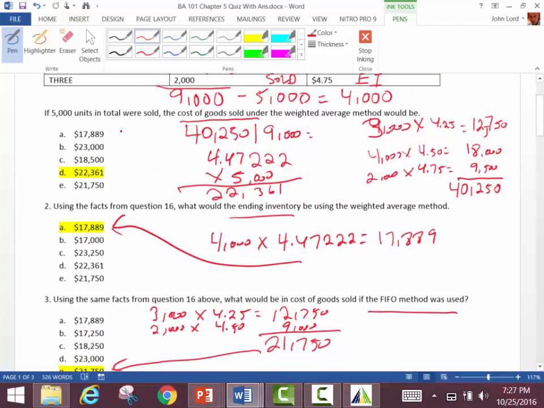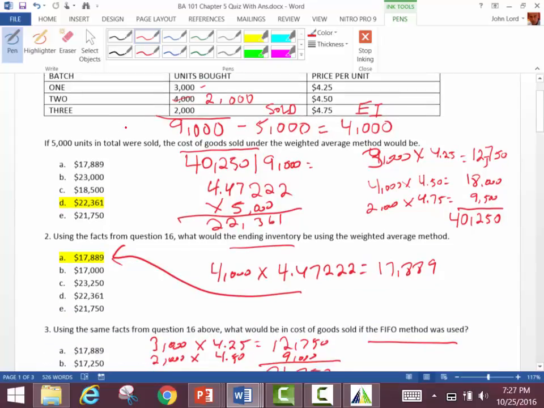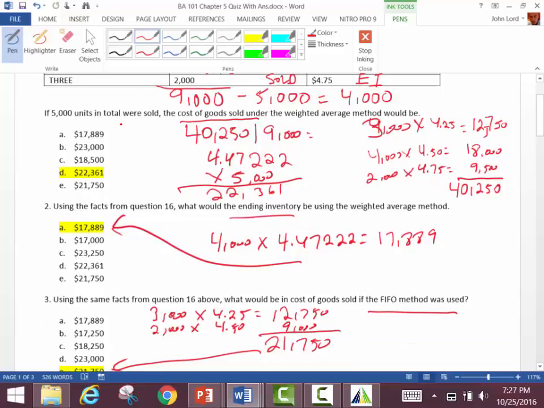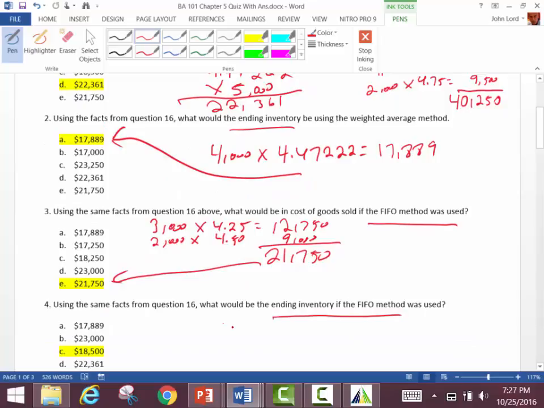We have 1,000 from batch 2. Did I make a mistake up there? What did we do wrong? Did I do it wrong? 5,000 got sold, right? Was it 5,000 got sold? 2,000 left from batch 2? Okay. 2,000 from batch 2 at what? 450? So that's 9,000? Okay.